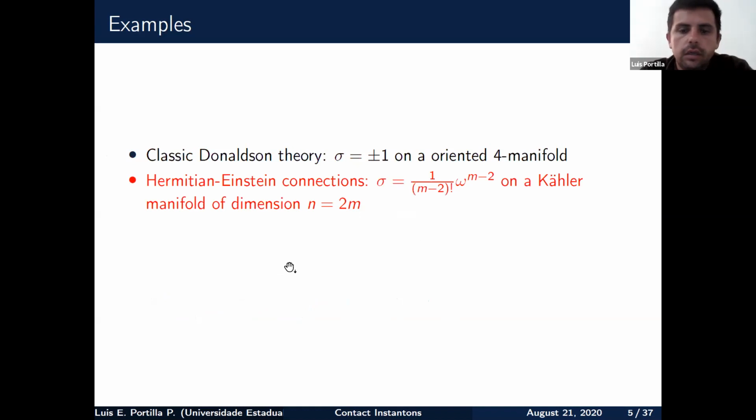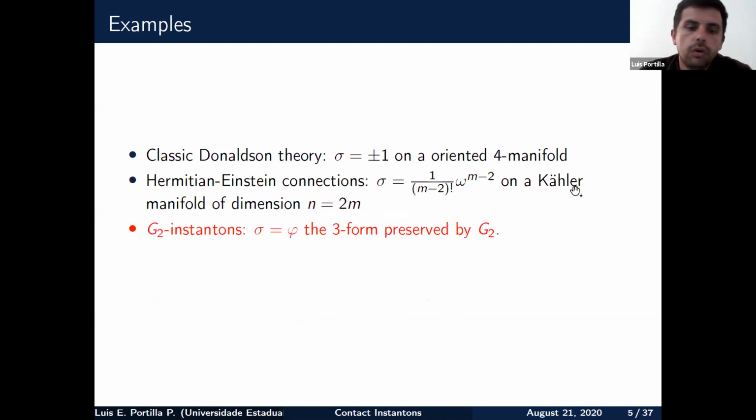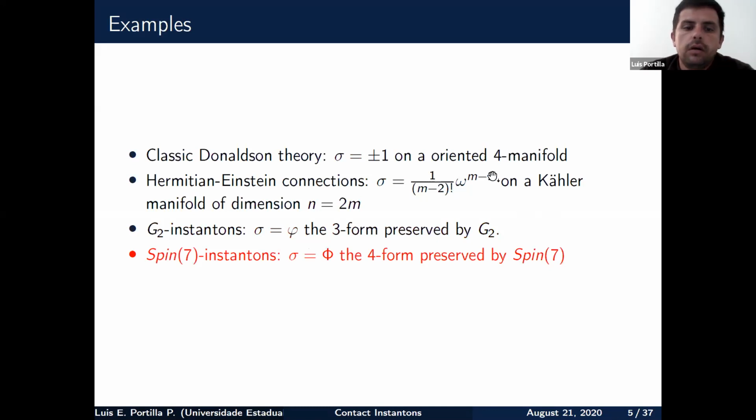In the Kähler case, we can take this sigma and consider equation 2 for this sigma. The solutions are called Hermite-Einstein connections. Or in the case of a G2 manifold, we can consider the 3-form to be sigma, and they are called G2 instantons. Spin 7 instantons are obtained by taking sigma equal to the 4-form preserved by the Spin 7 group.